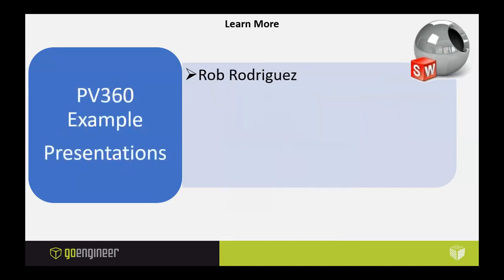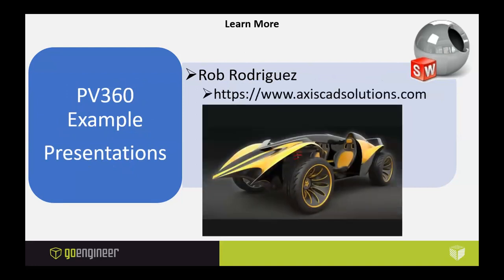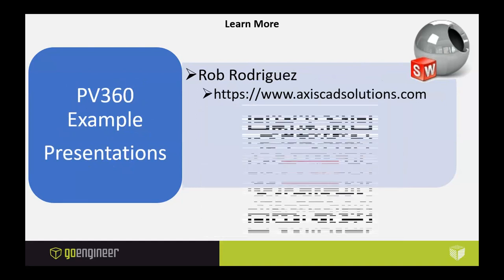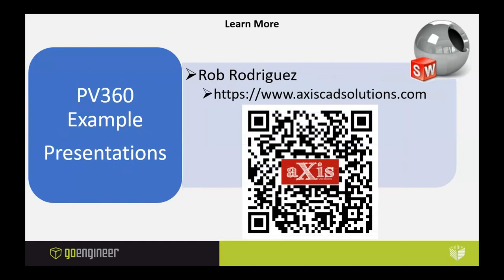And then another amazing resource, Mr. Rob Rodriguez, my good friend. He's like the go-to guy for rendering. I met him at SolidWorks World probably 10 years ago, and he runs the local user group out in his area, and just a great guy. And he has shared PhotoView 360 examples on his website. So if you go up there, you can download the stuff that he has prepared and go through it. And like I said, he's the wizard.